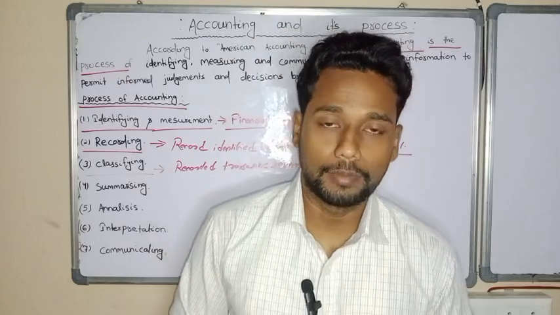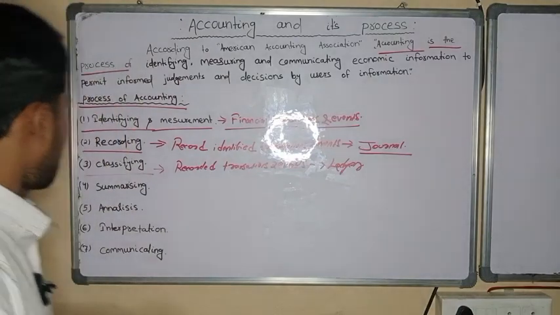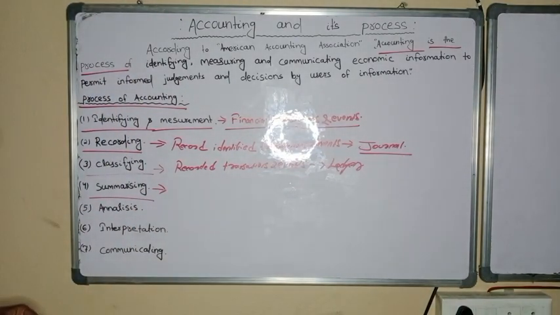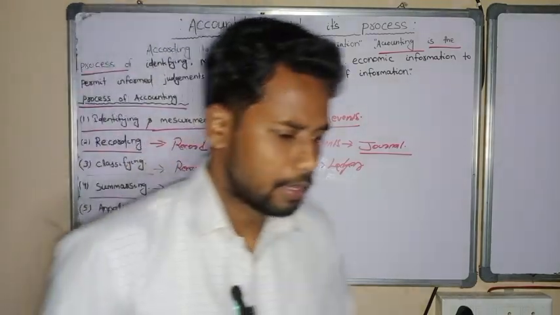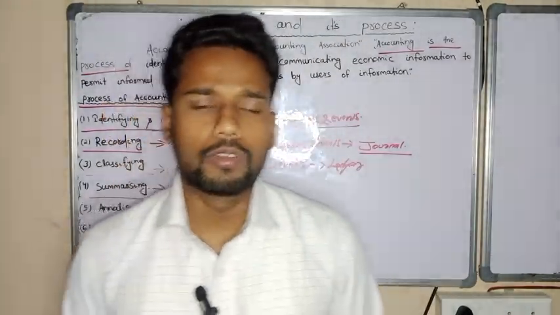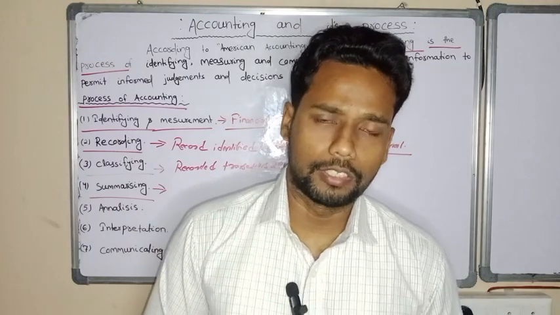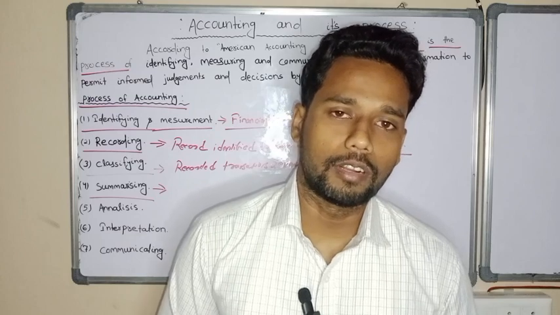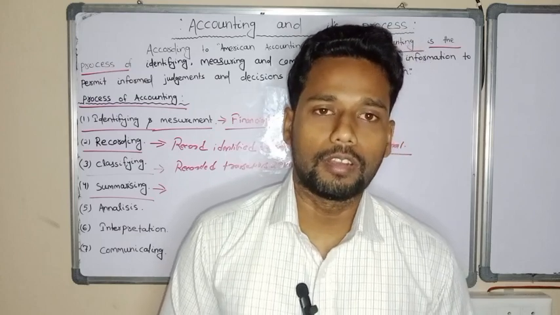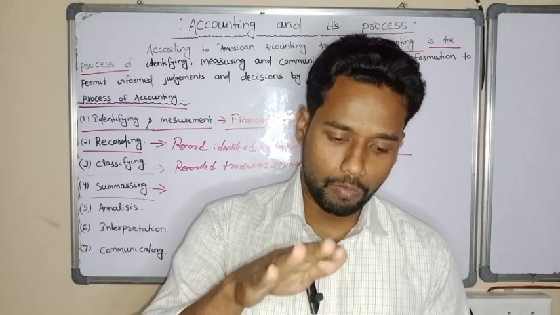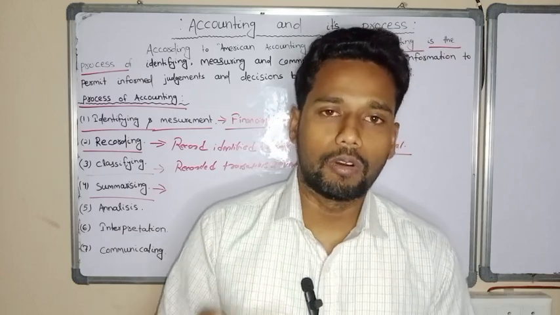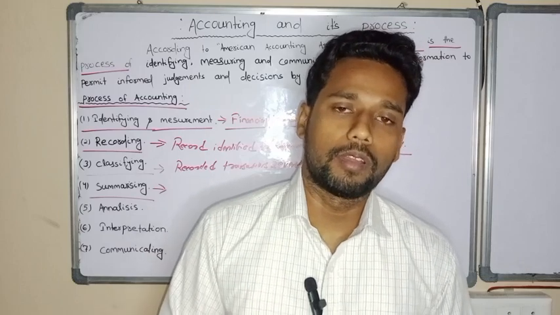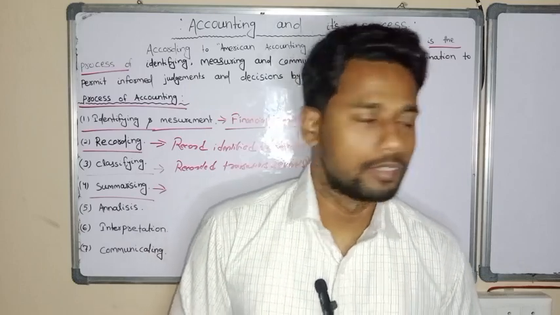Then the third step is summarizing. Summarize means list out all the closing balances of the ledgers and prepare a list that is called a trial balance. This is called a summary, because in one statement we can find all the closing balances of the ledgers prepared before.